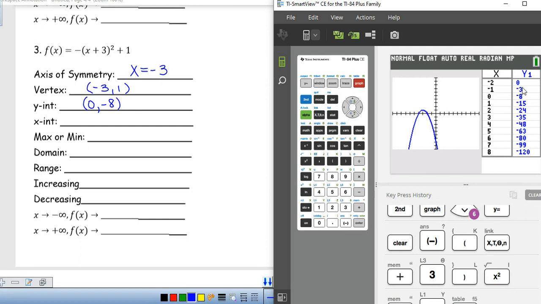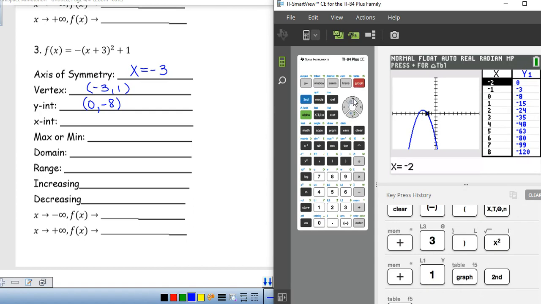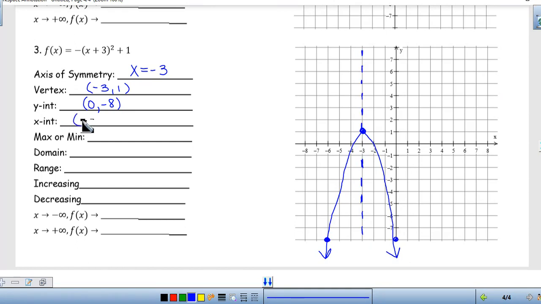Now remember, you can look at your table to see where it is crossing. To use the table, do second graph, and you can move up and down. Wherever I see that y is equal to 0, that is where it intercepts the x-axis. So at -4 and -2. And remember to write these as points. So -4, 0 and -2, 0.